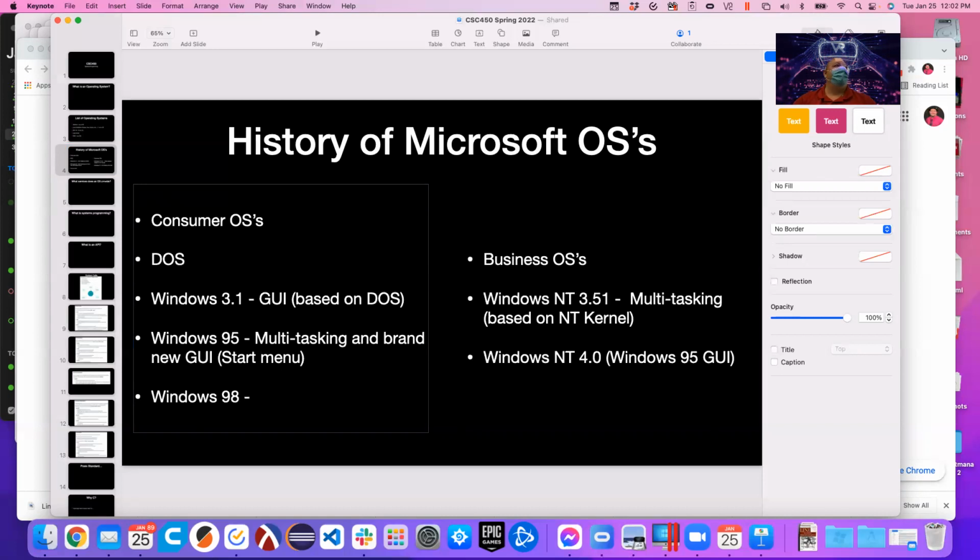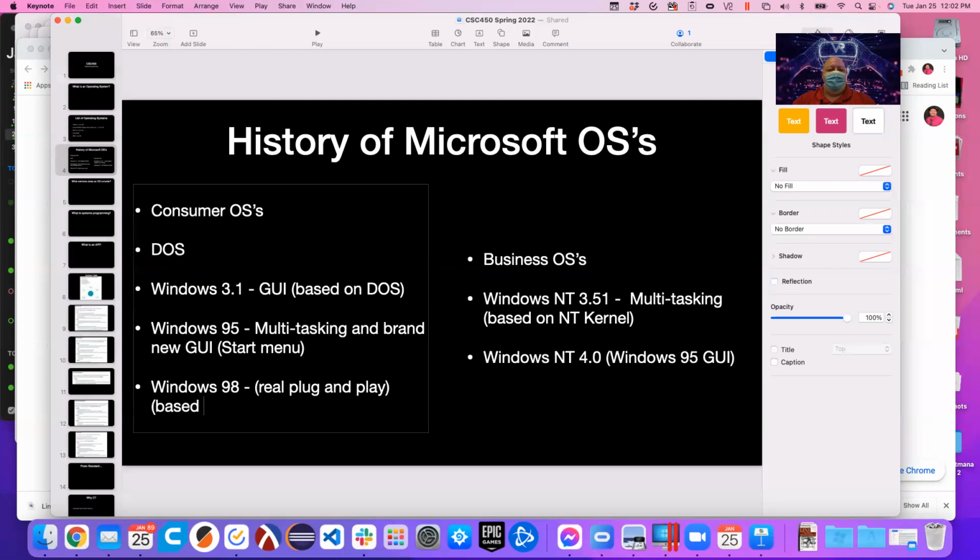What did Windows 98 bring? Now we're starting to get to a little bit more of incremental changes. So I'm going to call this guy real plug and play. But really that existed in Windows 95. But let's just try to put something there. It kind of has much more driver support. All right. Still based on DOS.